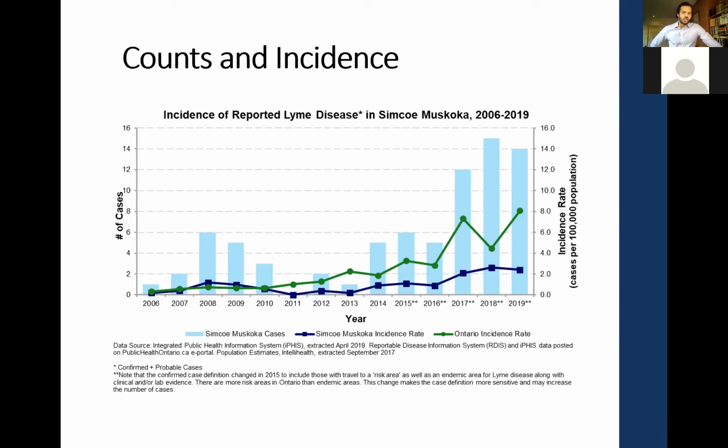The light blue bars show absolute case numbers that are reported in residents of the Simcoe and Muskoka region, and you can see that those have gone from 1 to 2 cases per year in 2006, 2007, to as many as 15 cases reported in 2018. And again, unfortunately, these numbers are expected to continue rising.